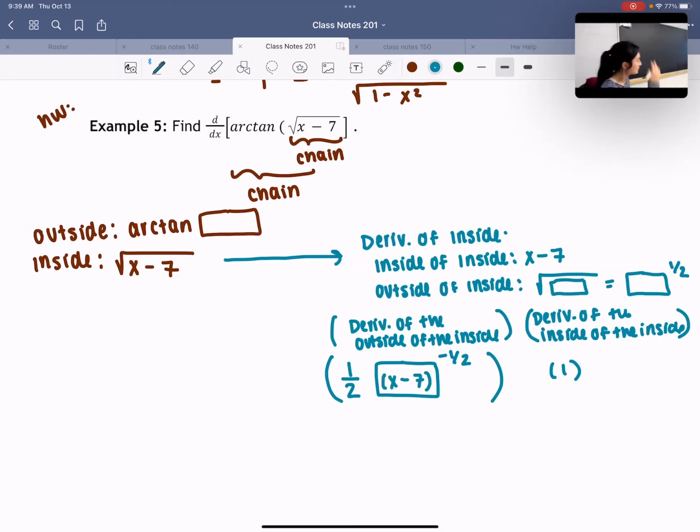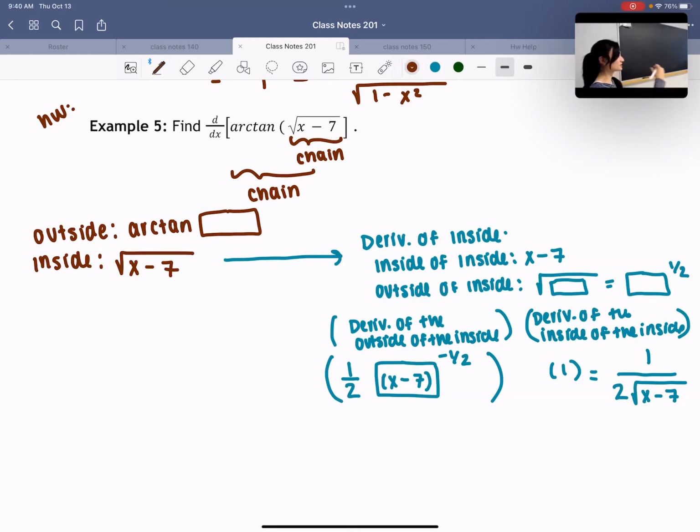Just cleaning up the derivative of my inside in blue here, it looks like I have 1/2. And since I have a negative exponent with a negative 1/2, I'm going to bring that to the bottom. The 1/2 makes a square root. So I'm left with 2 times the square root of x minus 7. So I found the derivative of my inside function that I wrote in red.